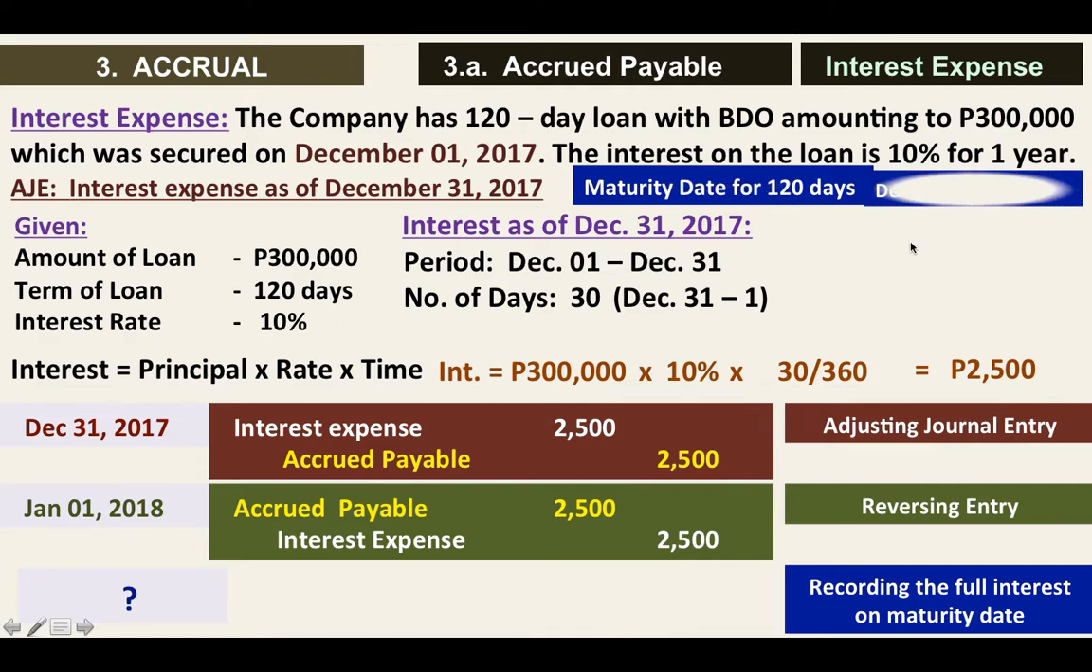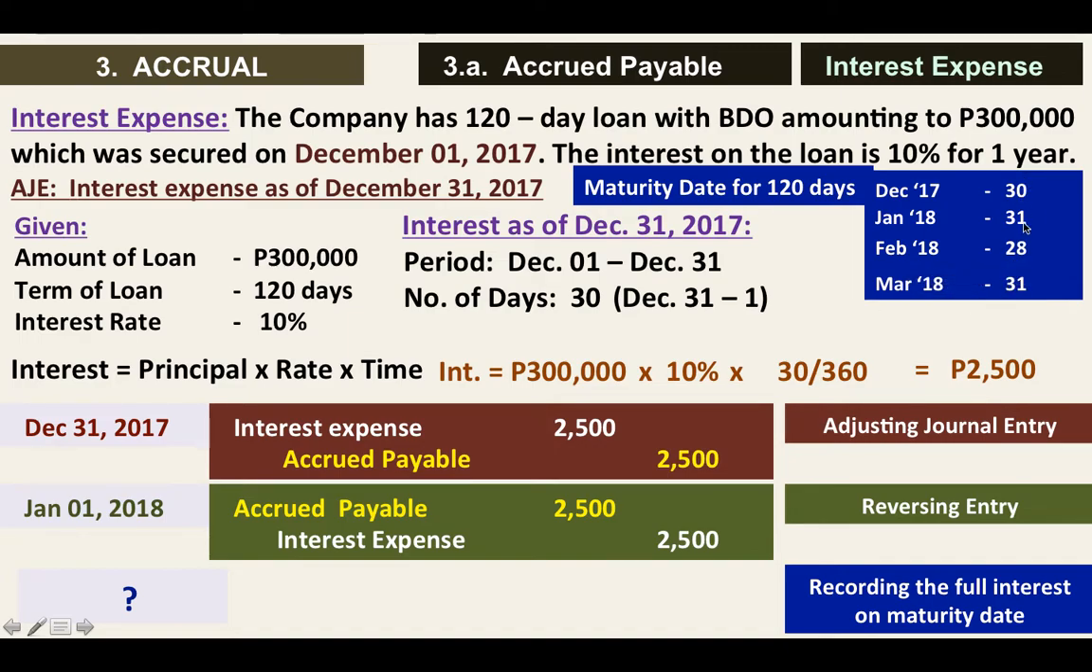So, on December 2017, you already have 30, which is this. Meron ka ng 30. On January 2018, January has 31 days. February has 28 days. And March has 31. So if we will add all of this, we have already reached exactly 120 days. So it means that the maturity date will be on March 31st, 2018. So this question mark will be March 31st, 2018.